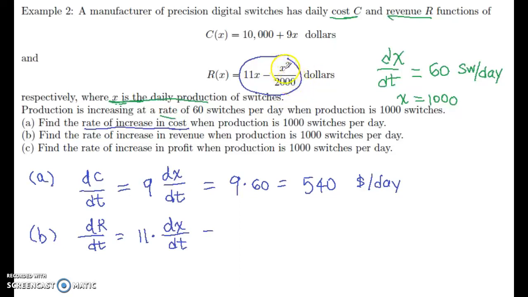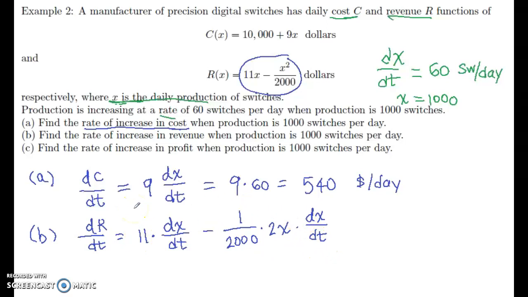The 1 over 2000 is a constant, so we leave it like this: 1 over 2000 times x squared. The derivative of x squared is 2x, but because of the chain rule, we get dx over dt. So this is the derivative for the revenue.